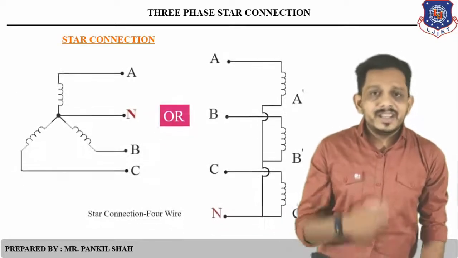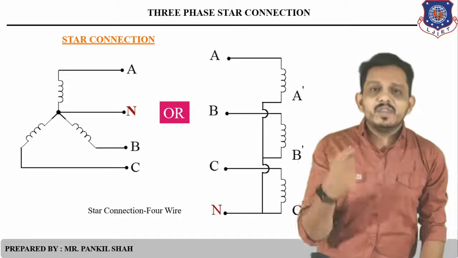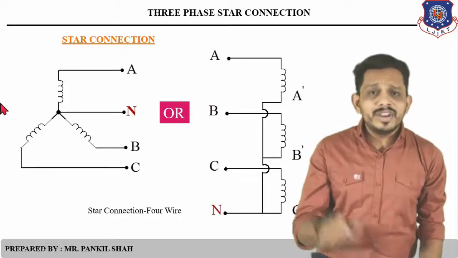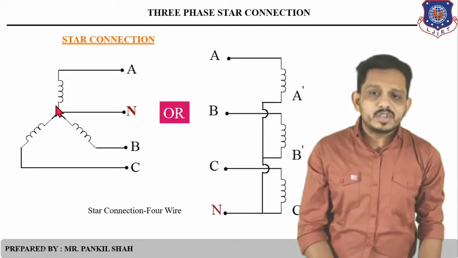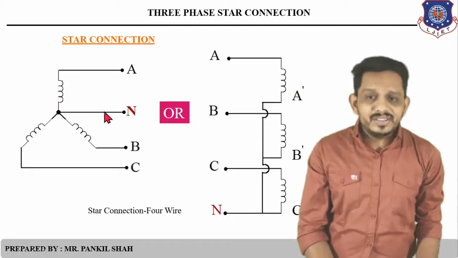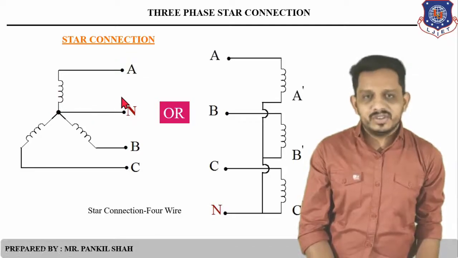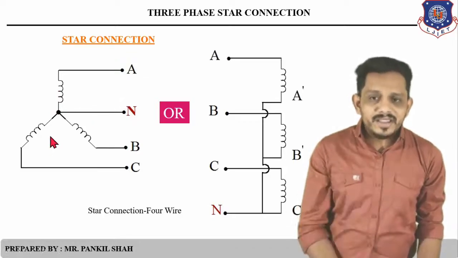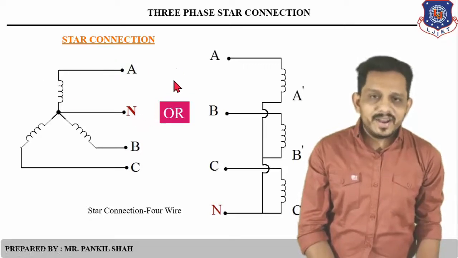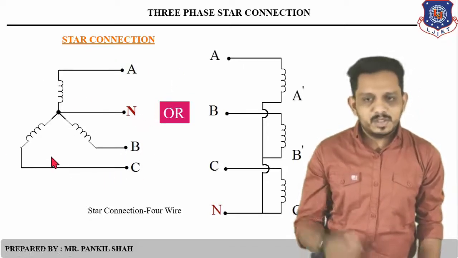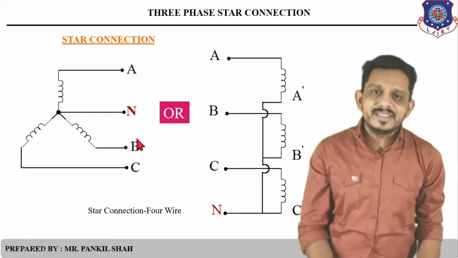So now let's see the diagram for this three-phase star connection. You can see this diagram. In this diagram, we have connected similar terminals together to this junction, and this junction is known as the neutral junction. Okay, and this wire carried out from this is known as the neutral wire. This is the first line wire, that is A, this is the second line wire, that is B, and this is the third line wire, that is C.